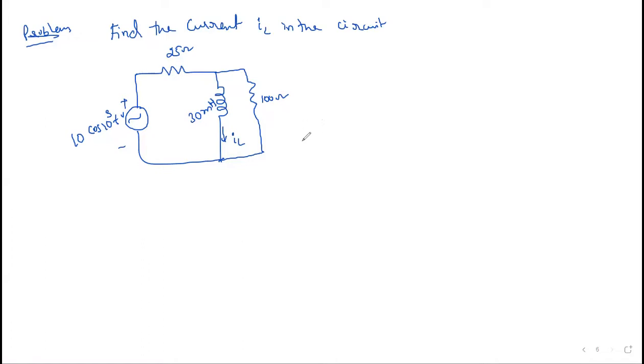Either you can use KCL or KVL. It is up to you. What you want to use, you can use. Or if you want to apply any theorem, you can apply. Thevenin's theorem you can apply, or some other thing you can apply. Whatever, finally you find the current. And finally, for your reference, I am writing the answer also just for cross verification.